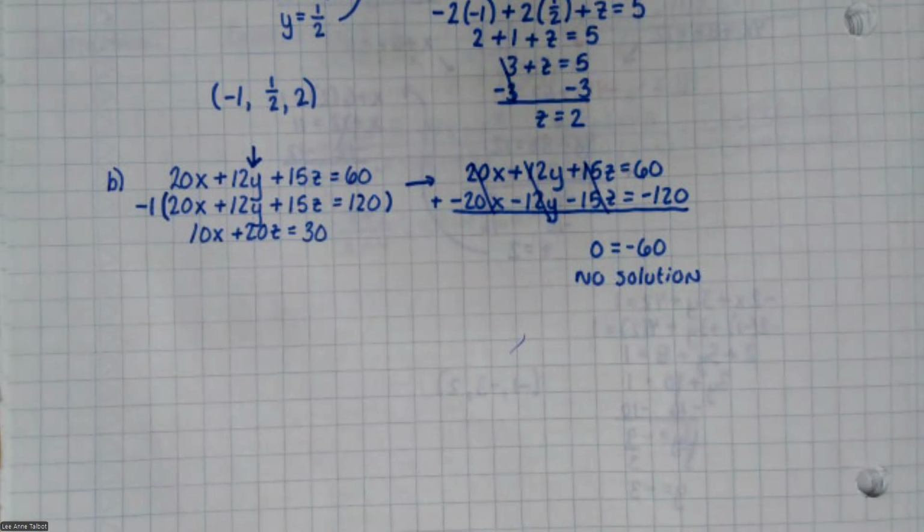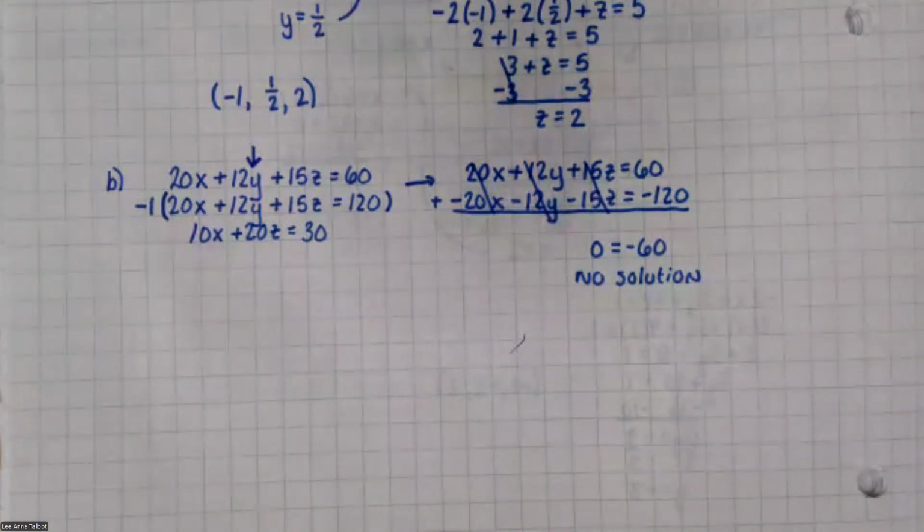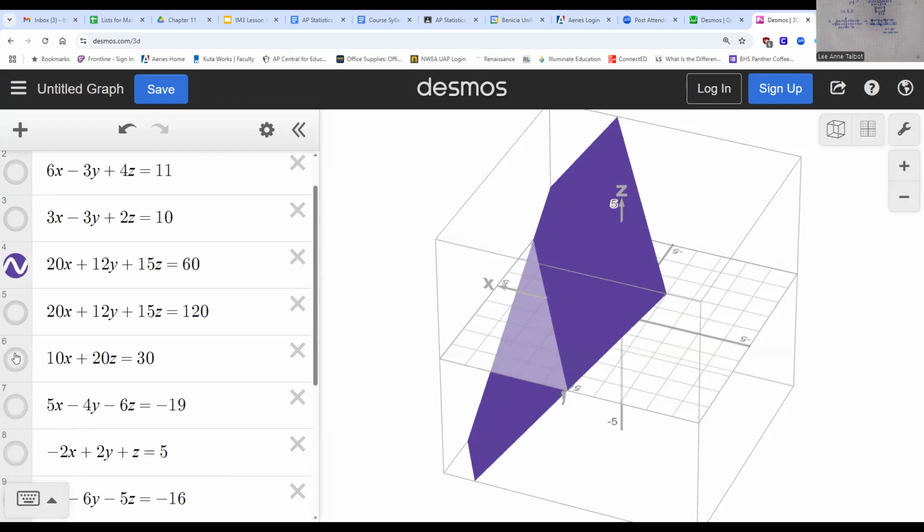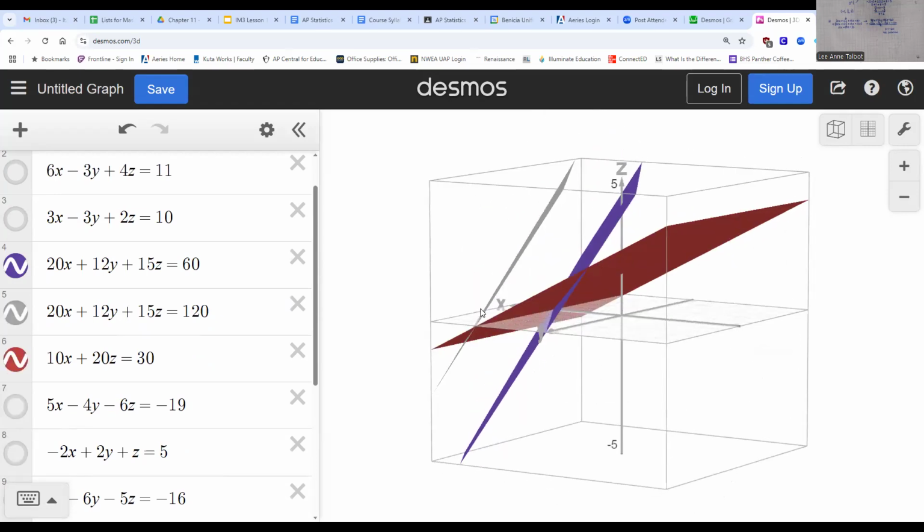You're done after that. However, because I'm a nerd pants, I already put this one on Desmos just so you can see how it looks when it's no solution. Yes, nerd pants that I am. Okay, so here is this situation. Can you tell that the gray plane and the purple plane are parallel? So instead of having parallel lines, you have parallel planes. Think about them like two pieces of paper that will never cross each other. That's where you get the no solution from.